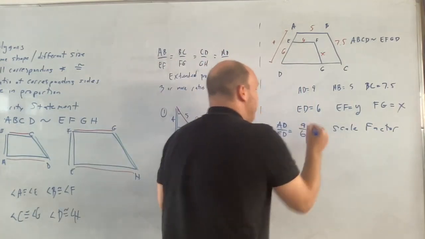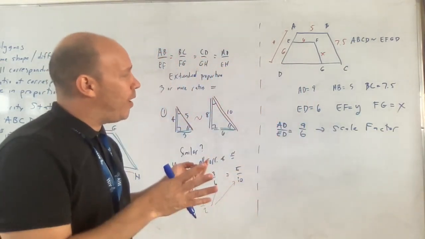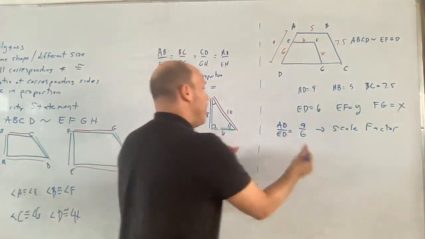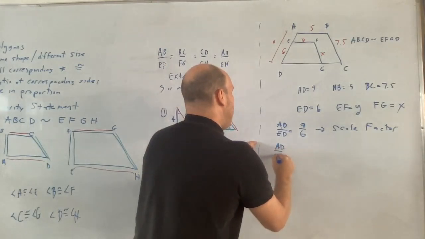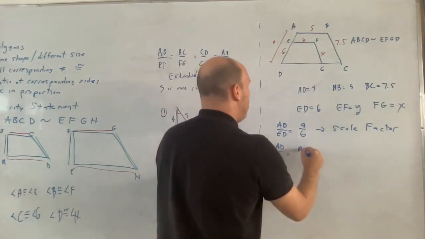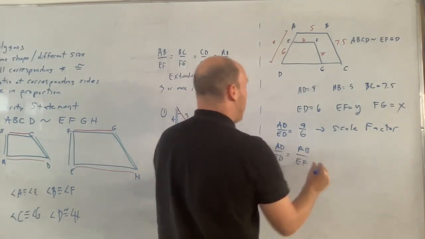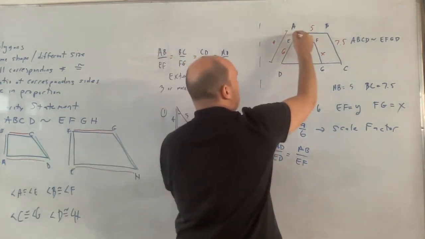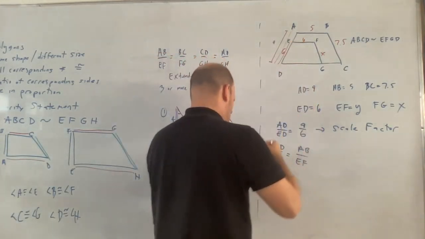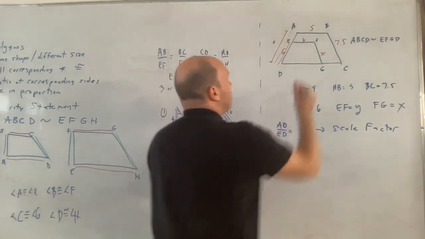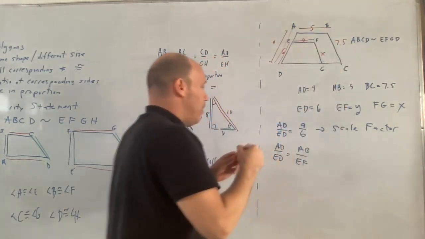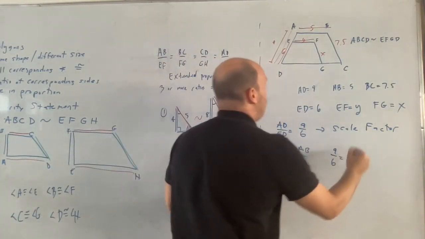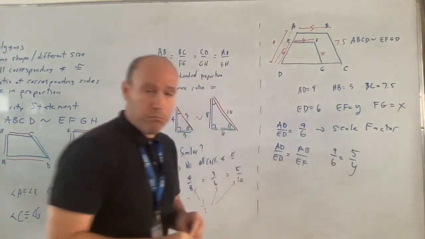This is our scale factor, and this is going to help us solve the problem. So we can say, you know what? Everything is in the ratio of 9 to 6. So to find y, we say, fine. That means AD over ED is equal to AB over EF, because we can see from the diagram that AD corresponds with AE. We can match that up. We can say that AB corresponds to EF. So I can write 9 over 6 is equal to 5 over y.